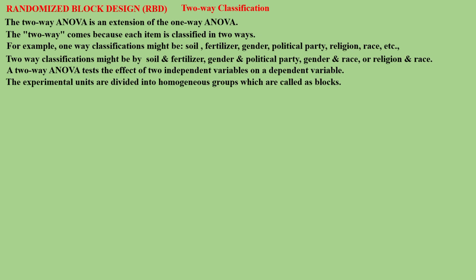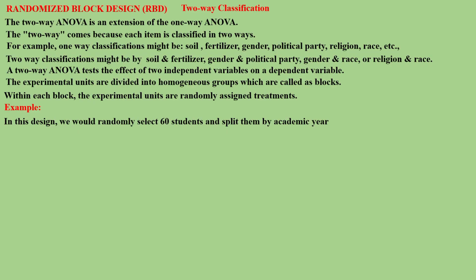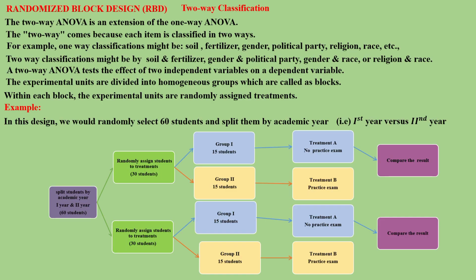The experimental units are divided into homogeneous groups which are called blocks. Within each block, the experimental units are randomly assigned treatments. For example, in the design, we would randomly select 60 students and split them by academic year, first year and second year. So split the 60 students based on the academic year, first year and second year, right?